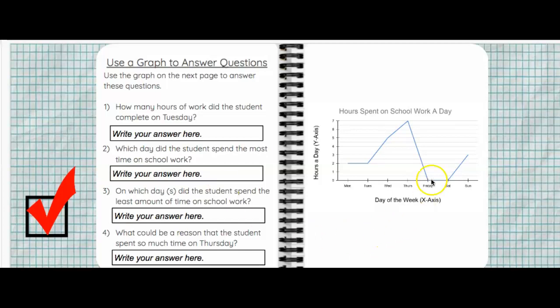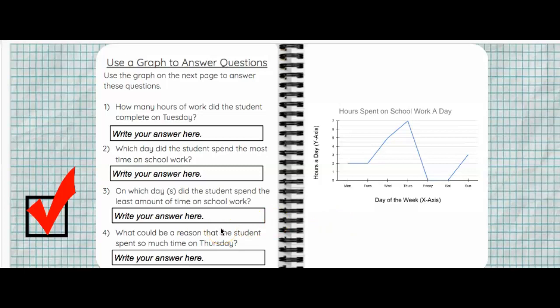The second question, which day did the student spend the most time on schoolwork? So again, look at the graph and figure out which day that is. Type that here. The third question says, on which day or days did the student spend the least amount of time on schoolwork? So go ahead and analyze that graph and figure out which day or days they were spending the least amount of time on their schoolwork.